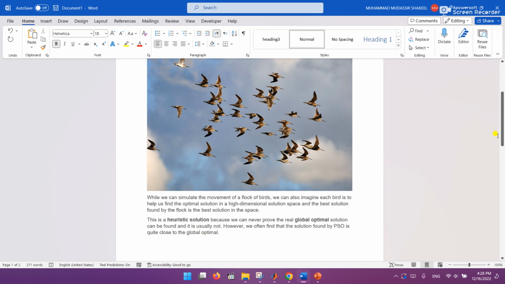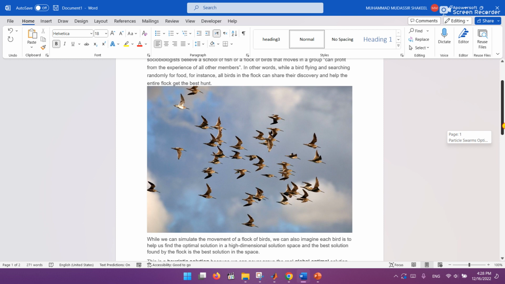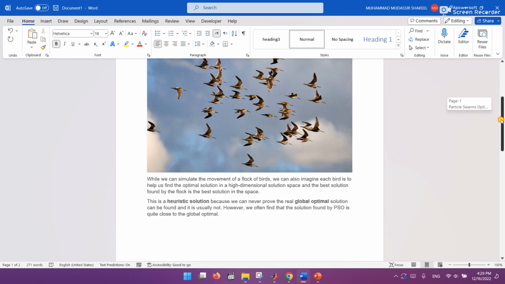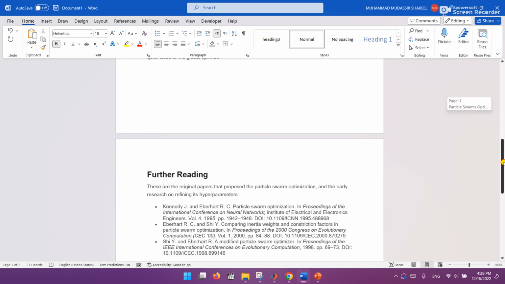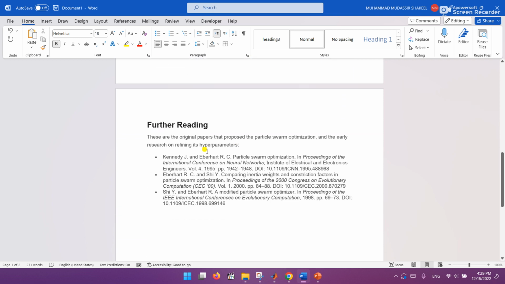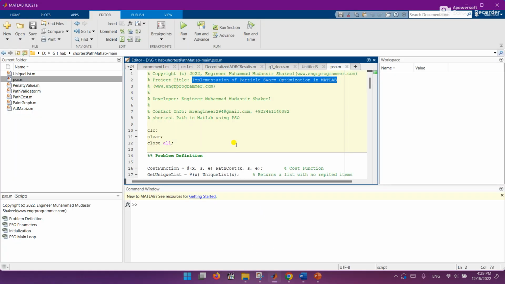So here is the brief introduction for the PSO algorithm. Here you can see that a flock of birds are flying. For future reading or more research, you can also read these articles I have mentioned in the description of this video. So let's go to the MATLAB screen.